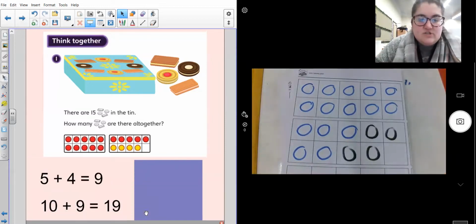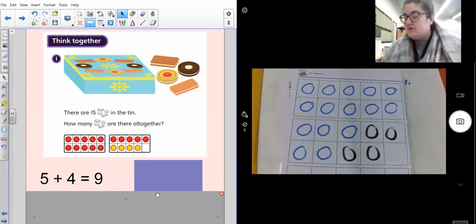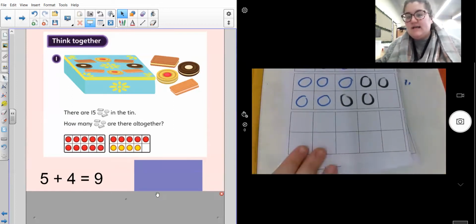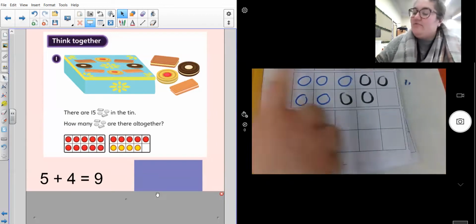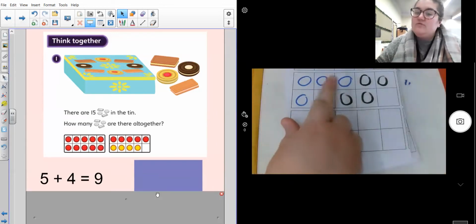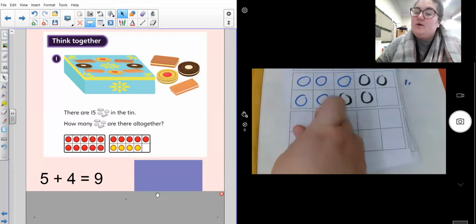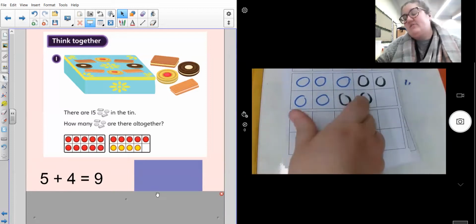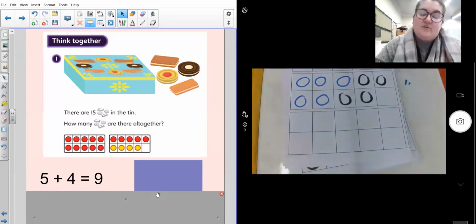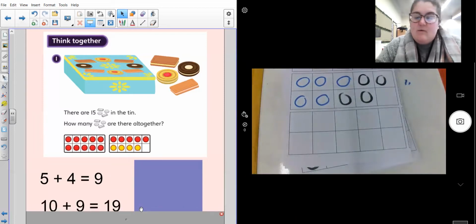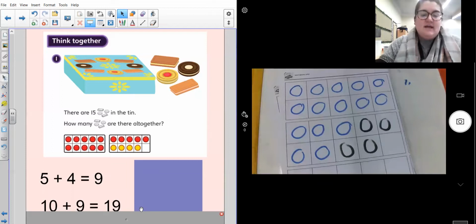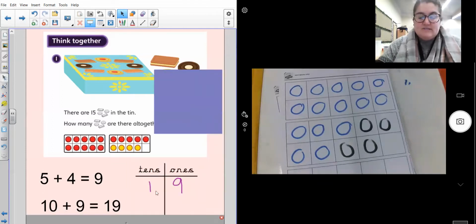Now then, if I was to do step 1, I would ignore the 10s. I'm going to push the 10 out the way so we can't see it, and I would focus on adding the 1s. I've got 5 blue ones, and I'm adding 5 to 4. 5 add 4, and I know that is 9, okay? And now I can bring in that other 10, and I can represent that 10 add 9 is 19, because it's made up of 1 10 and 9 1s.